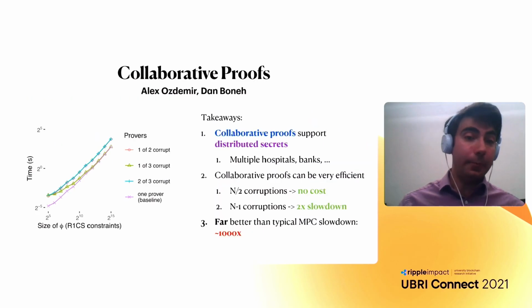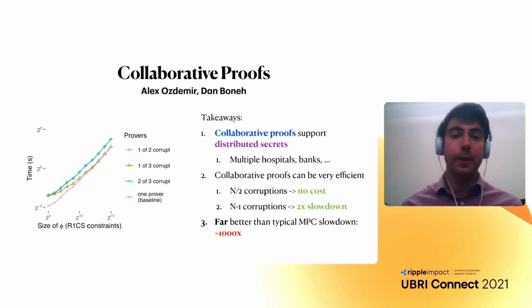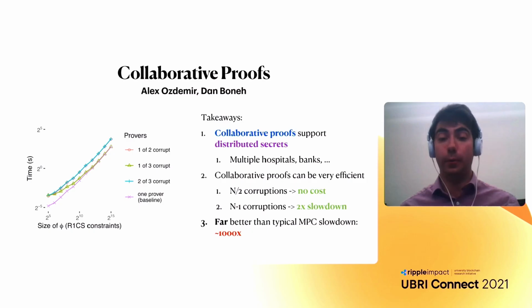Okay, so I've been telling you about collaborative proofs. If you've gotten lost, I'll tell you what you should take away from the talk right now. You should remember that collaborative proofs are like zero-knowledge proofs, but they support distributed secrets. So they're applicable to situations where the secret data is split among multiple hospitals, multiple banks, etc. The second thing that you should remember is that collaborative proofs are surprisingly efficient. If you want security against fewer than half corrupt provers, then this comes at essentially no cost compared to a normal proof.